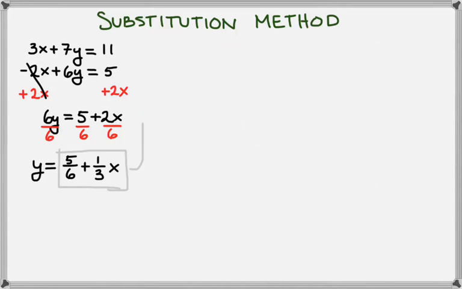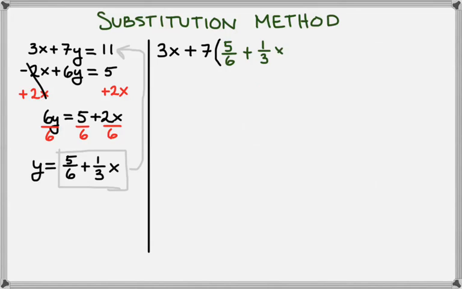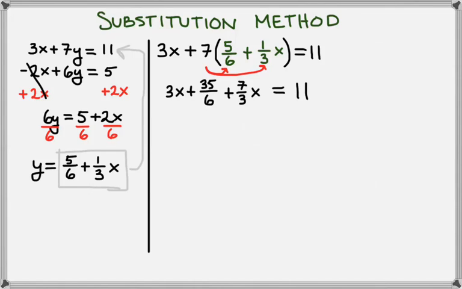Now that we've solved for y in terms of x, we want to plug that back into the other equation, which is the first equation. So let's go ahead and do that. Here we'll have 3x plus 7, and now instead of y, we're going to put in 5/6 plus 1/3 x. And that's still equal to 11. Now we want to get rid of the parentheses, and so we're going to distribute. We'll get 7 times 5/6. So here we go with the fractions. We'll have 35/6, and then 7 times 1/3, which is going to be 7/3 times x. On the right, we still have 11.